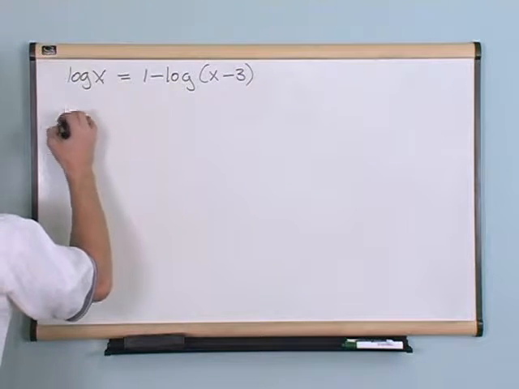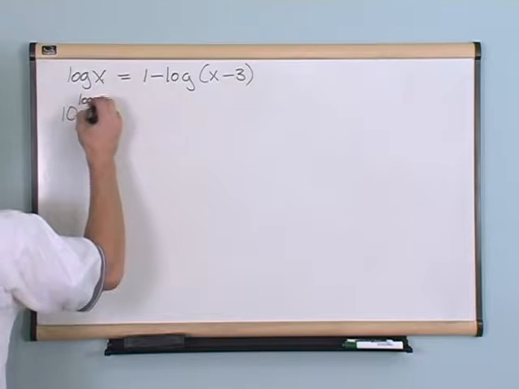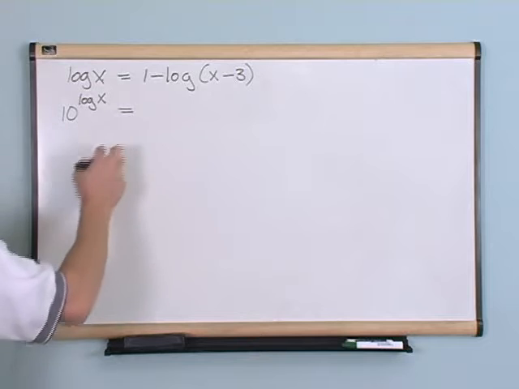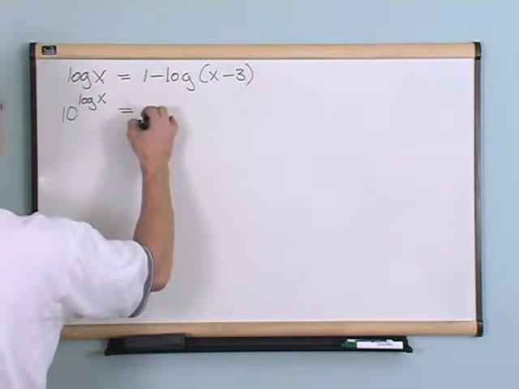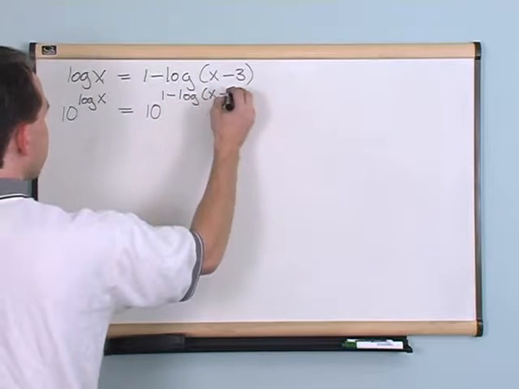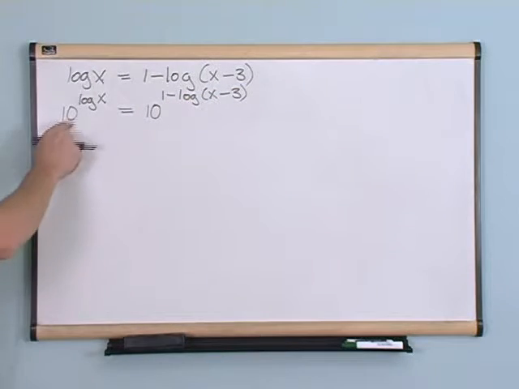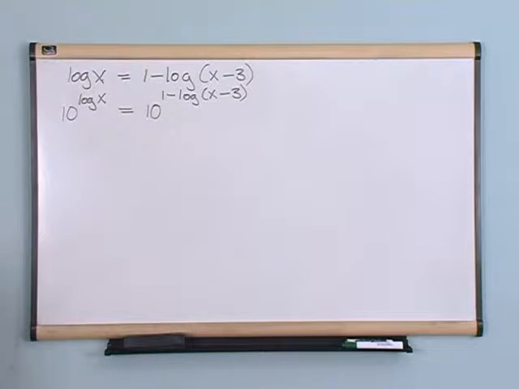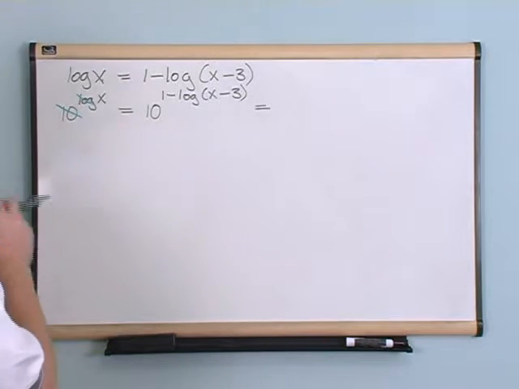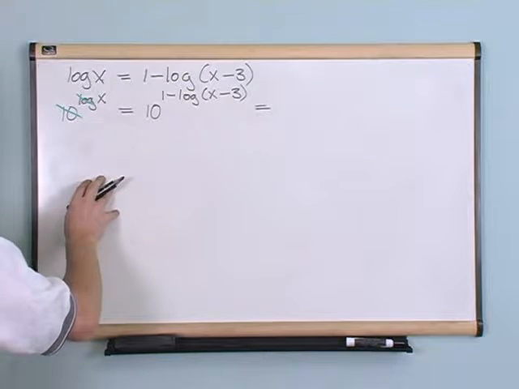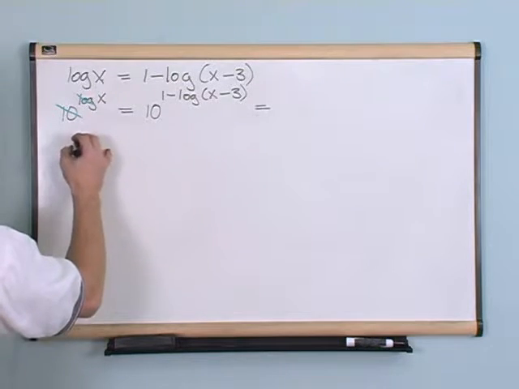So what I'm going to do is I'm going to raise both sides to the power of 10. Or 10, I'm going to raise to the power of both sides. So what I'm going to have is on the right, same kind of deal, 1 minus log of x minus 3. So I'm going to have 10 to the log x, 10 to the right-hand side. I did the same thing to both sides. It's perfectly legal. Now on the left-hand side of the equation, what I have is this 10 cancels with this log. So I'm just going to have x on the left-hand side of the equation.